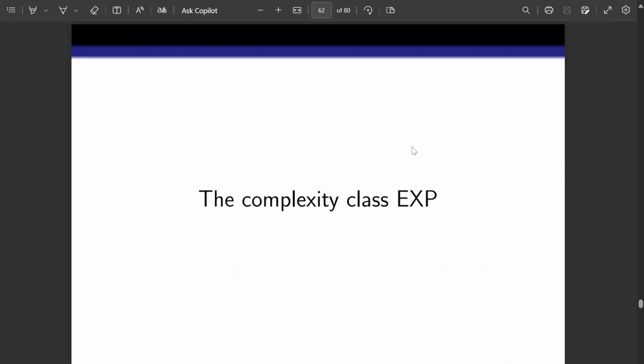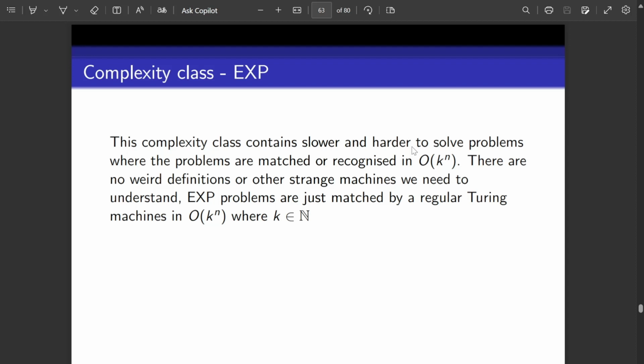Okay, sorry. The complexity class EXP. This complexity class contains slower and harder to solve problems. Am I screen sharing? Okay, I'm screen sharing. So these problems are matched or recognized in O of k to the n, and there are no weird definitions or strange machines we need to understand. EXP problems are just matched by a regular Turing machine in O of k to the n, where k is some number in the natural numbers.